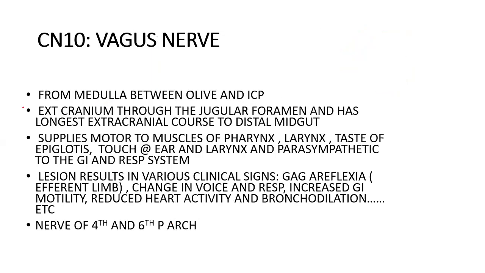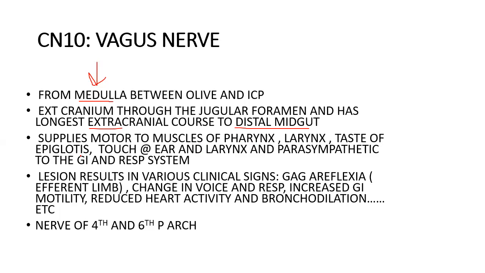Vagus nerve. So it's from the medulla as well, right, between olive and inferior cerebellar peduncle. But for now, just know it's coming from the medulla oblongata, right? So it exits the cranium through the jugular foramen as well, and has the longest extracranial course. So remember, the longest intracranial course was our trochlear. Now this one is the longest extracranial course, and we see it going as far as the distal midgut, the ending of the midgut within the abdomen.